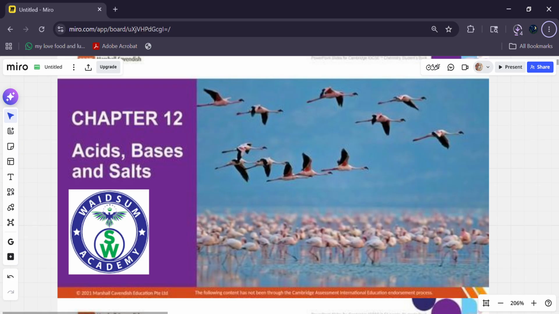Today we are doing IGCSE Chemistry Chapter 12, Acids, Bases, and Salts. In this chapter, we are going to learn about what acids and bases are. So let's begin.